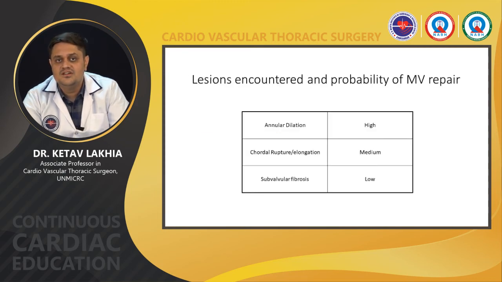Now, lesions encountered and the probability of MV repair. In case there is only annular dilatation, the probability of MV repair is very high. In case of chordal rupture or elongation, MV repair is still preferred. However, if there is subvalvular fibrosis, the possibility and the success ratio of repair is low. So, such cases should be evaluated on a case-to-case basis and may undergo mitral valve replacement.